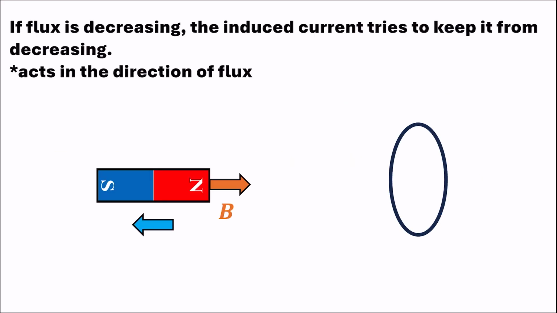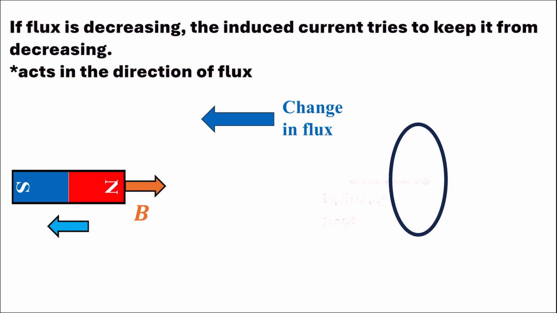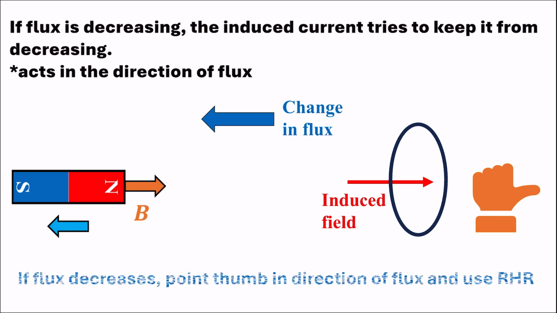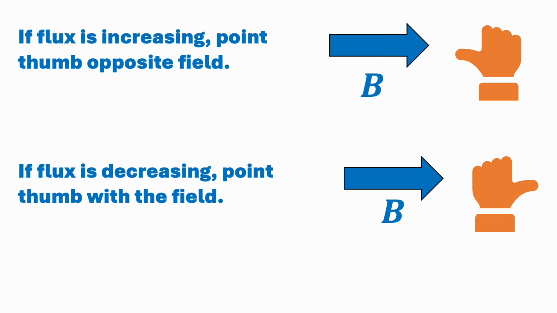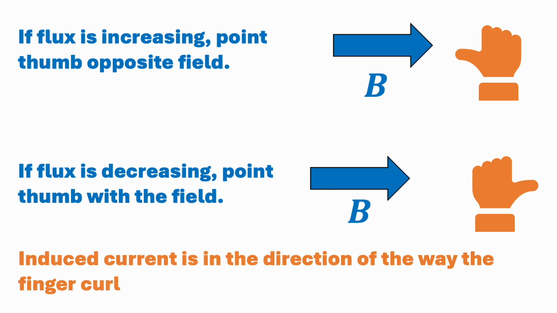If the flux decreases, then the current is induced to try to prevent it from decreasing. So here I'm trying to keep the flux as it is, so I point my thumb to the right in the direction of flux. Here my fingers would curl in the opposite direction, so as seen from this angle, the current would be clockwise. In short, if flux increases, point the thumb opposite the flux, and if it decreases, point the thumb in the same direction as flux. In each case, your fingers will curl in the direction of the induced current.